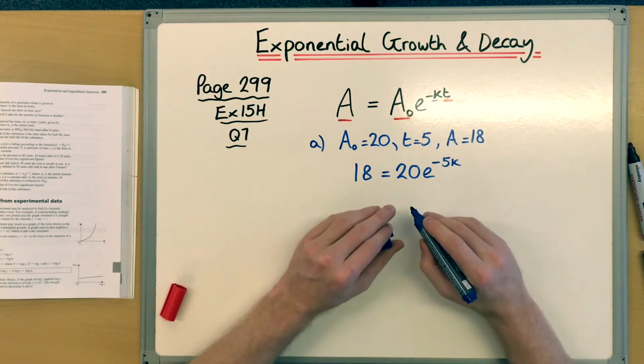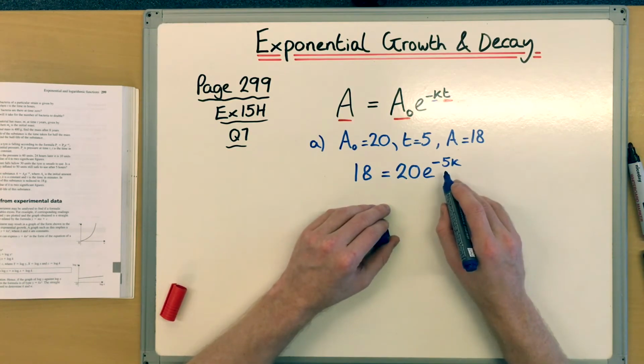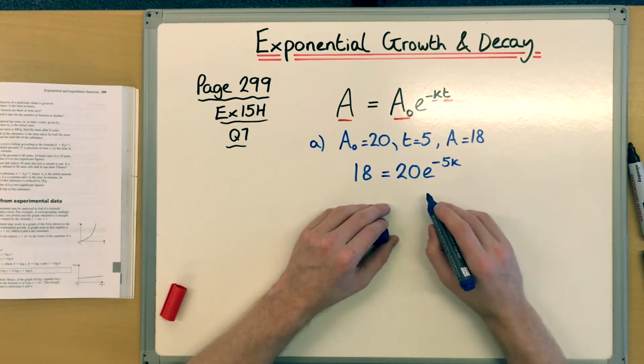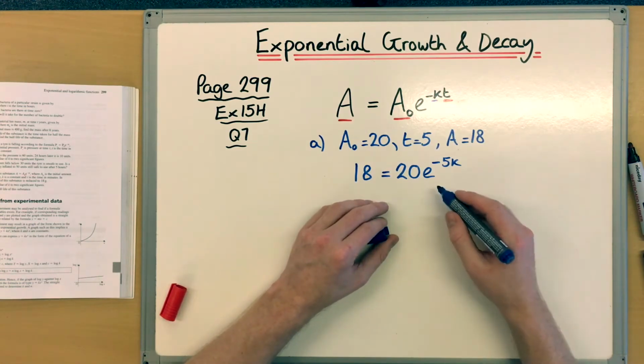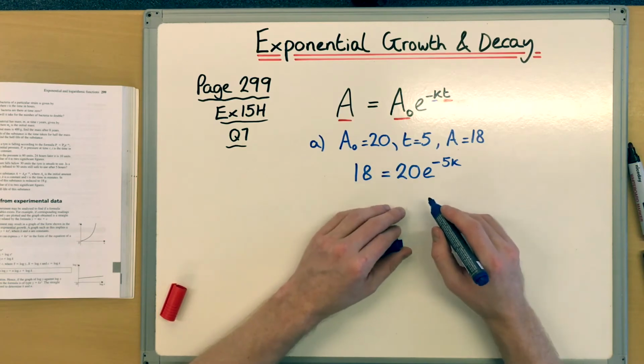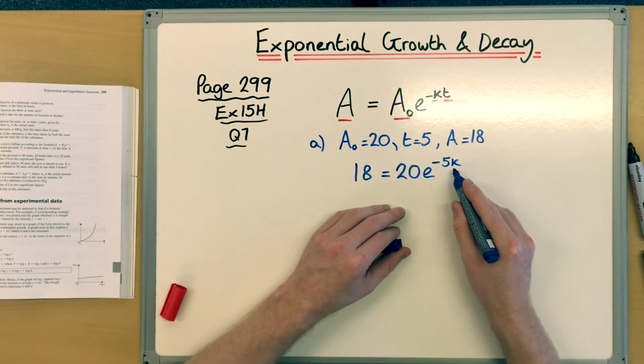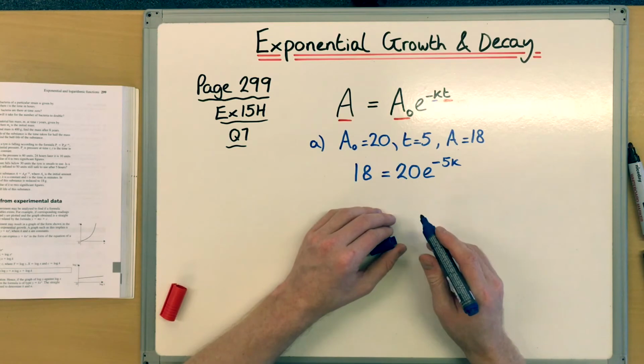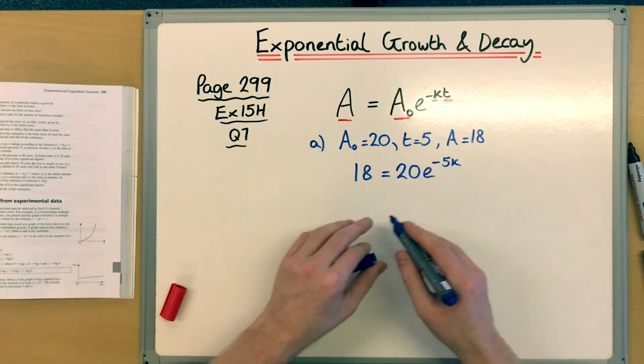At this point, if you're not comfortable solving exponential equations, then take a look back at the previous video, which was on solving exponential equations using E and the natural logarithm. So to solve this, I'm going to try and get K on its own here. Now I'm going to use change side, change sign. I'm going to get rid of everything else around it.